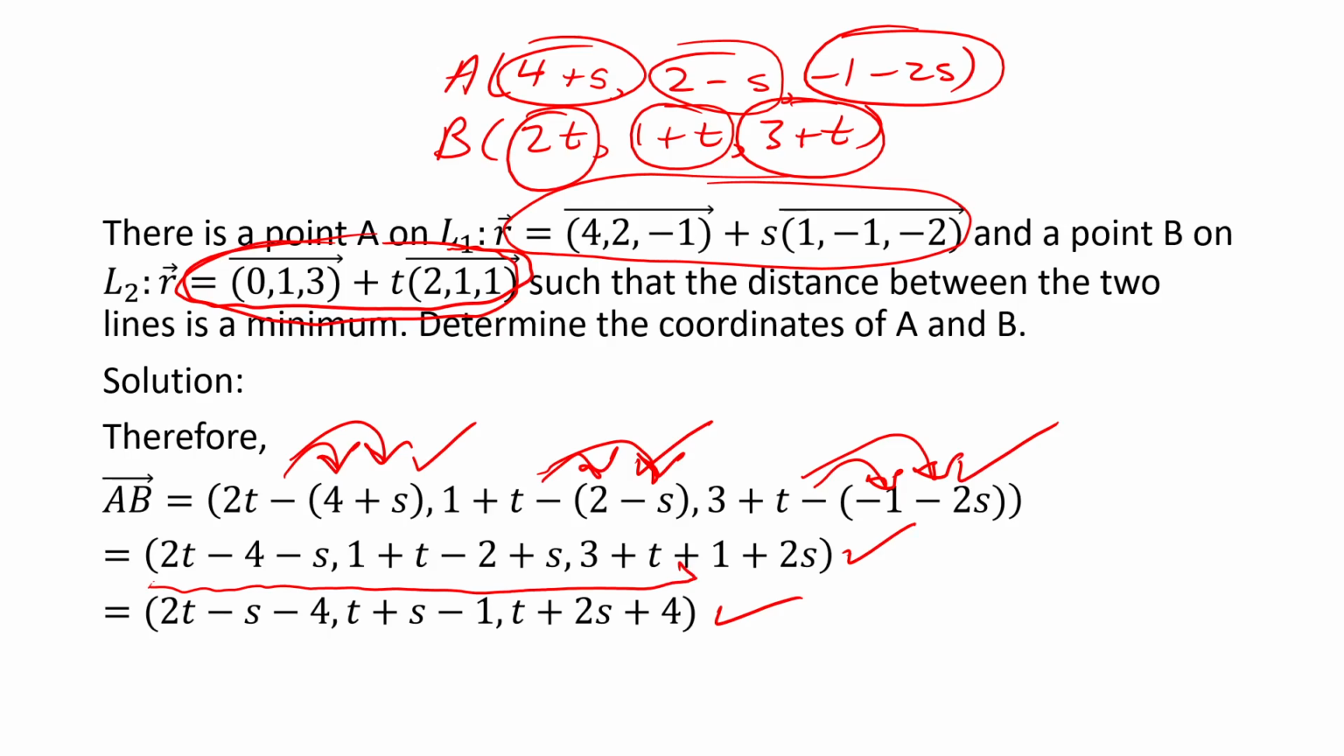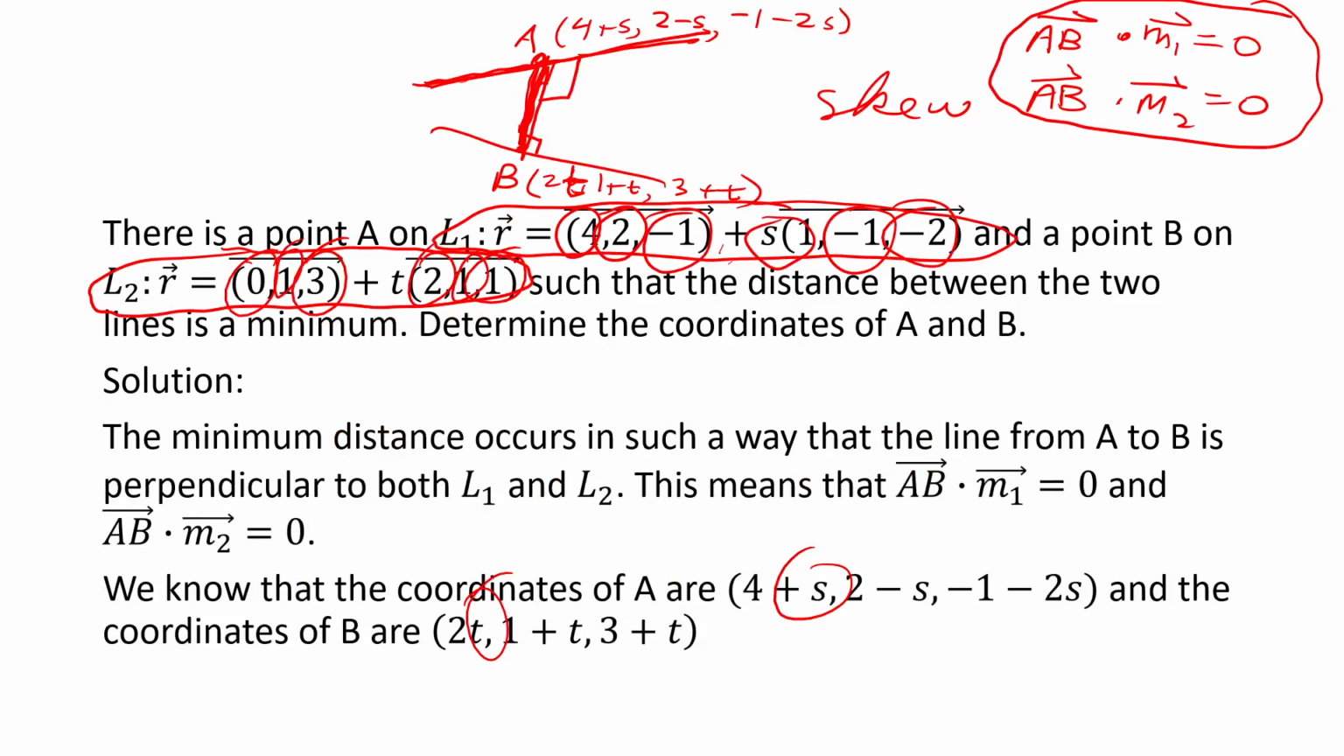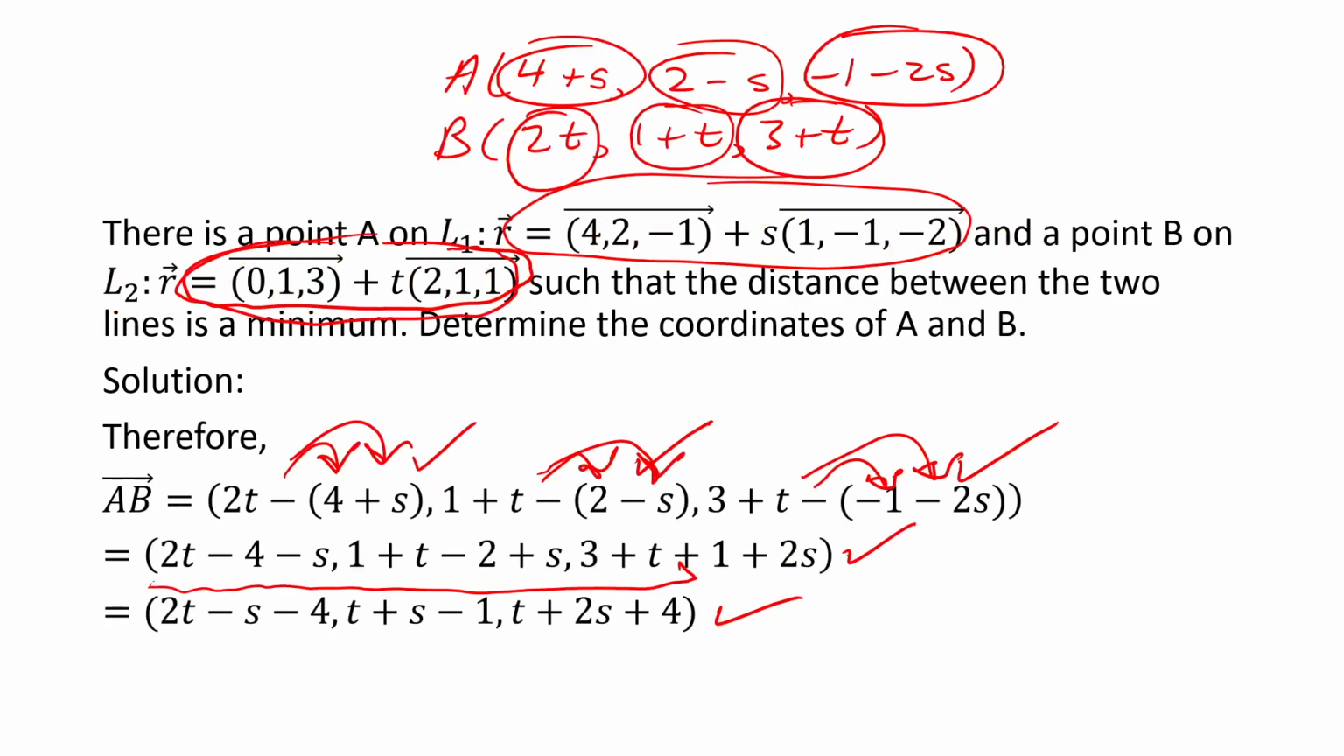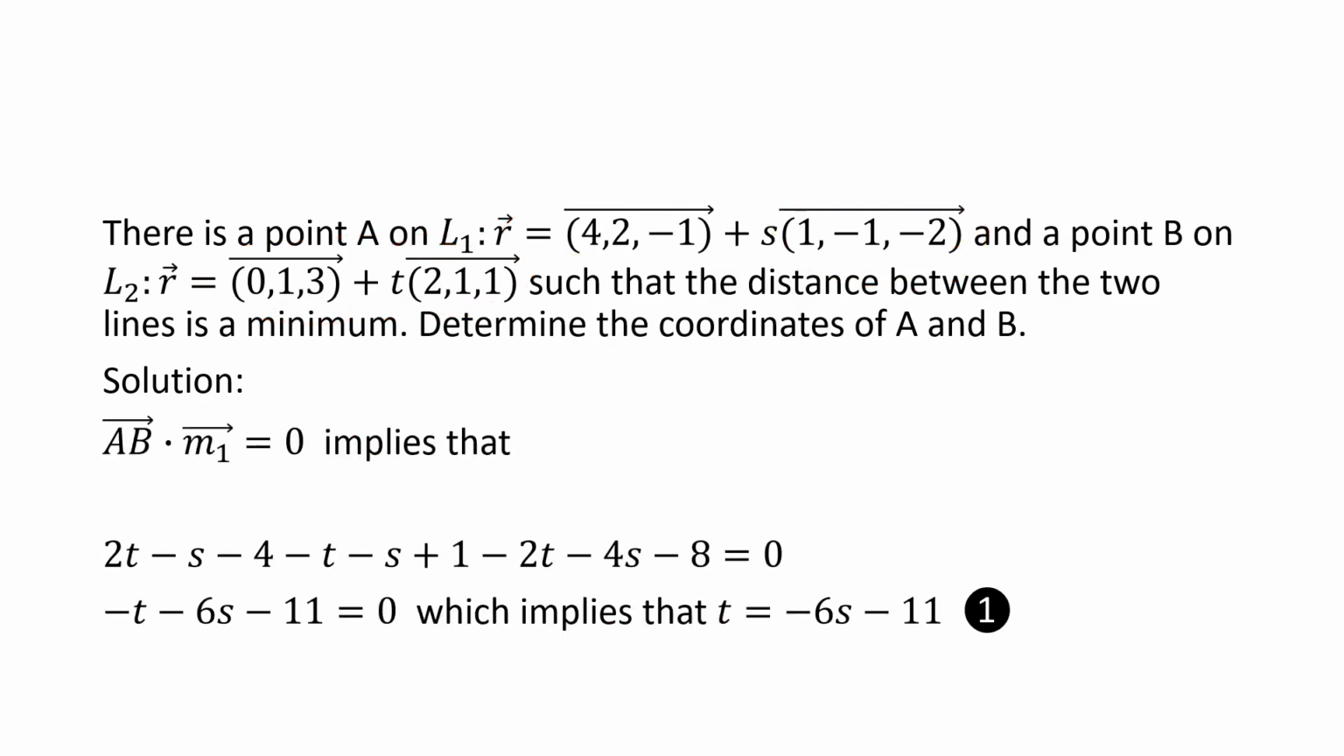Now, like we said on the previous slide, that vector AB has got to be perpendicular to both the first direction vector and the second direction vector. And those direction vectors are pretty easy to find. The first direction vector is this one, and the second direction vector is this one. So all we have to do is say that this vector's dot product with 1, negative 1, negative 2 is 0, and that this vector's dot product with 2, 1, 1 is also 0. Okay, so let's do it finally.